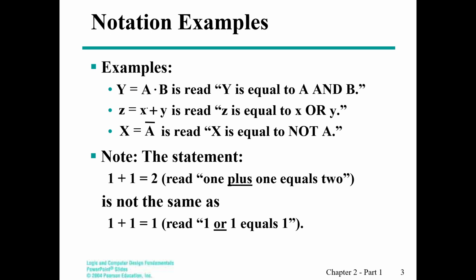Notation example: here we take the variable y, with input variables a and b. If we write y equal to a dot b, it means y is equal to a AND b. If we write z equal to x plus y, then z is equal to x OR y, the logical operation OR. If we write the variable x equal to a bar, then x is equal to NOT a.